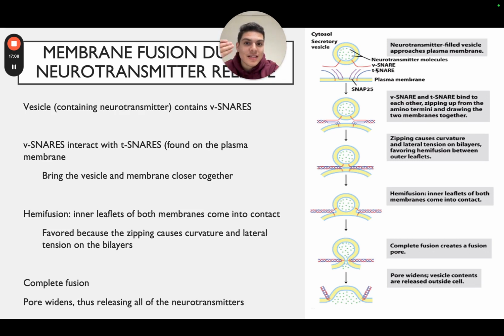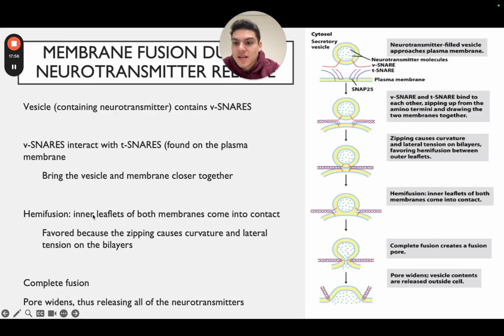So the V-SNARE is a protein on the vesicle, hence the V. Whereas the T-SNARE, the T corresponds to the target, the plasma membrane. I know it should be a P, but it is what it is. And so these two are going to come together, almost like forming cross bridges and connecting. As you can see here, they're basically connected and tethered together. Now you pull it across, and the vesicle and the plasma membrane are forced together, right? And then the plasma membrane will split in half and the neurotransmitters can now exit out. This is a form of complete fusion where the pore widens, thus releasing all the neurotransmitter. And that's the way we have exocytosis in neurons.